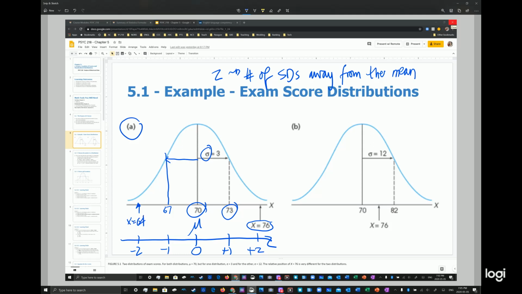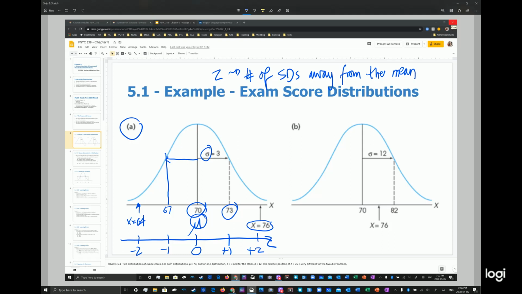And so, very quickly, as long as you know, or you're given, the population mean, in this case it's mu, and you're given the population standard deviation, in this case it's sigma, and you're given some raw value to work with, you'll be able to calculate z-scores right away. And the process is pretty simple.